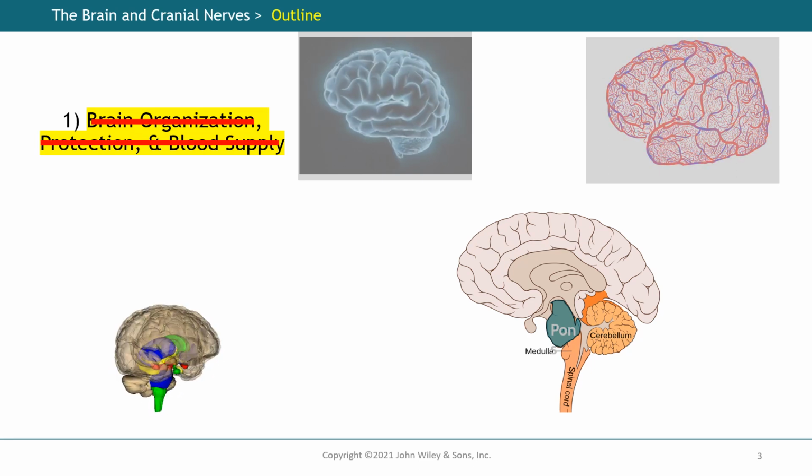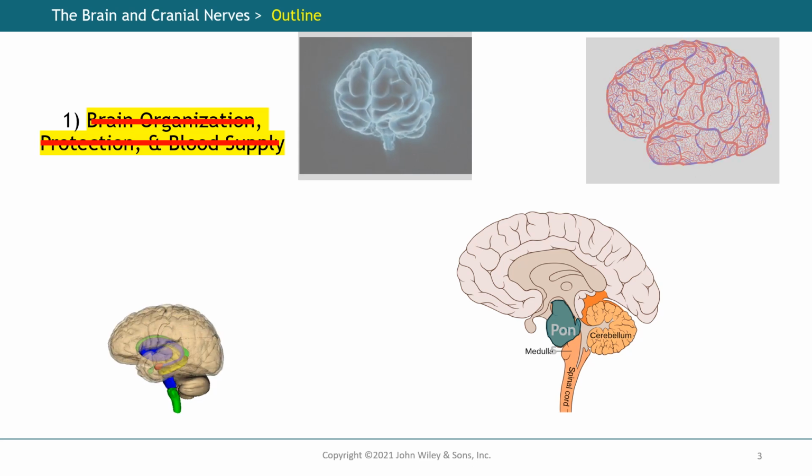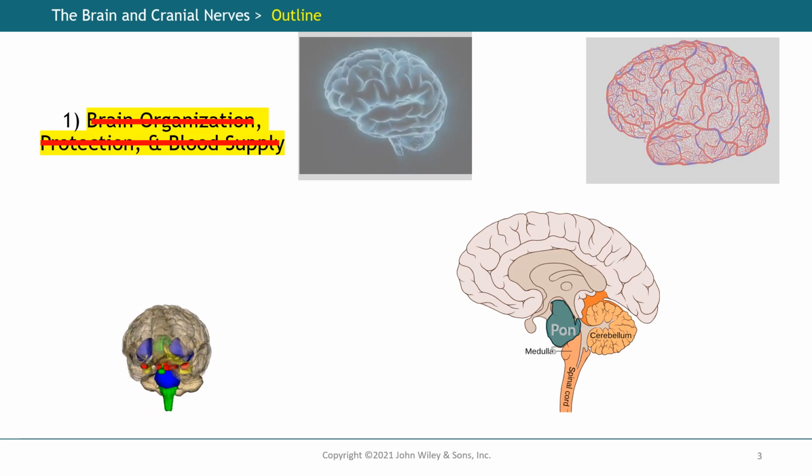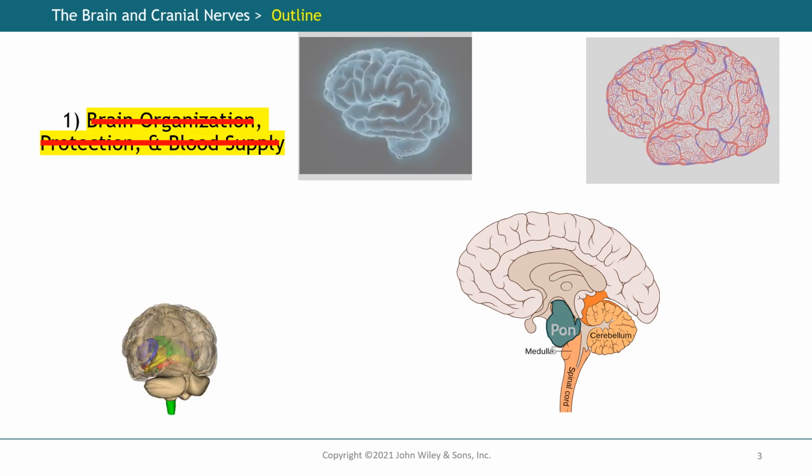And we talked about CSF that is also fundamental, and that again is slightly different from all the other body parts.